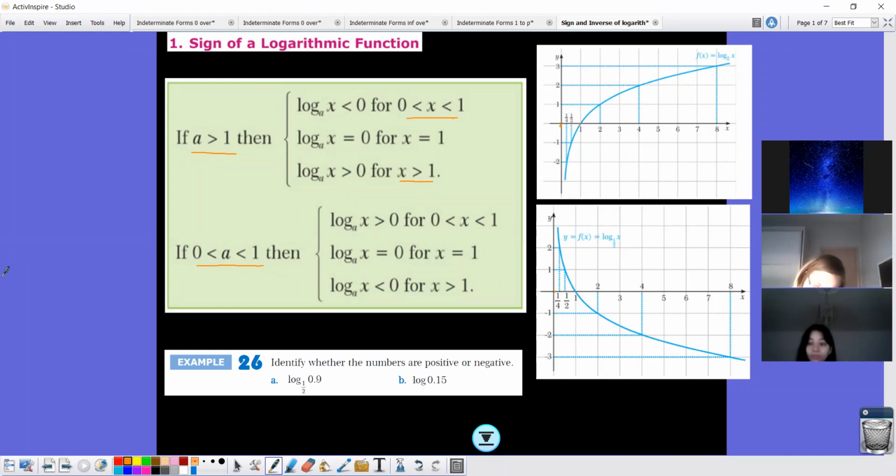Teacher, we don't need to draw the graphs? No. We have drawn these graphs. You have them in your notebook. We drew them in the lesson. Okay, teacher.